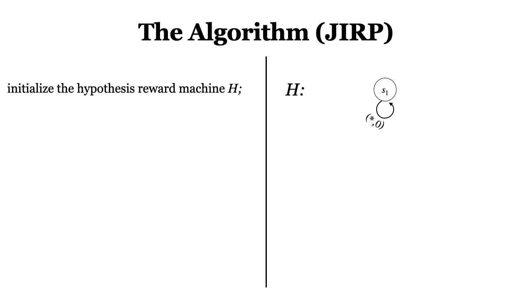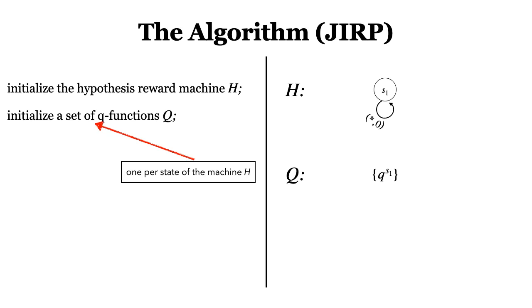Let me give you an overview of the algorithm, which we name JIRP, an abbreviation for Joint Inference of Rewards and Policy. First, we initialize the hypothesis reward machine H. Concretely, we initialize it to a trivial machine with one state, and it always gives reward 0, as you can see on the right-hand side. Then we initialize a set of Q functions Q, one per state of the machine H. In this case, only one Q function, corresponding to the single state of the machine H.